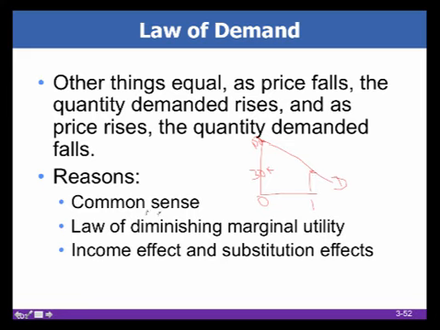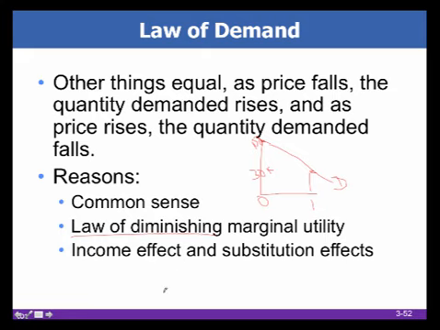Now why is this? Well, there's common sense. Obviously, when the price goes down, you buy more. When the price goes up, you buy less. That just makes sense. But there's also the law of diminishing marginal utility. So we talked about that a lot with donuts. That was that your first donut's very satisfying, your second donut a little bit less satisfying. If it is less satisfying, you are not interested in paying as high of a price.